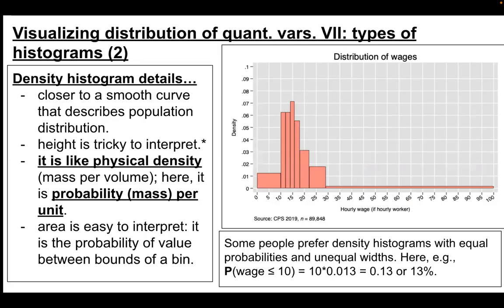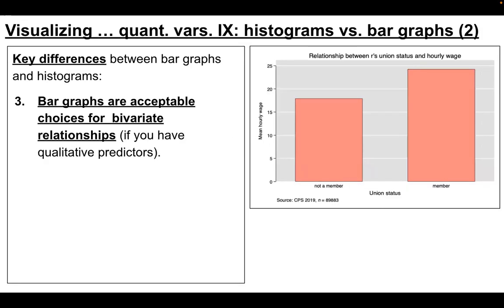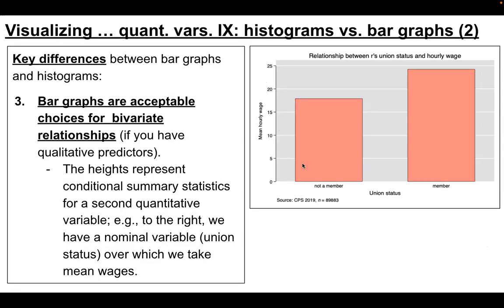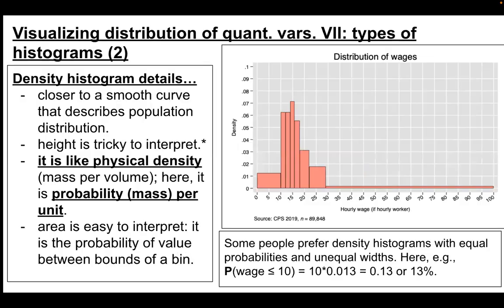Okay, so here's another example of the differences I wanted to talk about. Bar graphs also work well for bivariate relationships if you have qualitative predictors. So notice here that this bar graph tells us actually the relationship between two variables. So we've got someone's union status, not a member and a member here, and then their hourly wage on the Y. We can see that union members are paid significantly more per hour. So in this case, you can see that the second variable is on the Y, the first variable is on the X, and that is fundamentally different to the types of graphs we were looking at before that show us distributions of just a single variable.